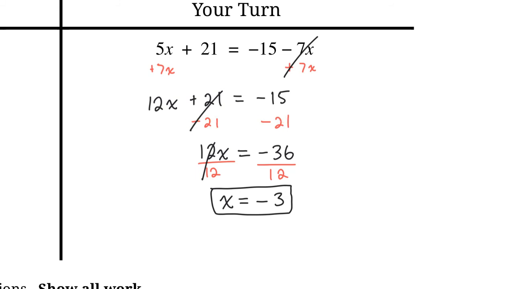So after we subtracted 21, our equation became 12x equals negative 36. Now to get x by itself, since 12 is being multiplied by x, we need to divide by 12. And we're dividing both sides of the equation by 12. So negative 36 divided by 12 is negative 3. So x is equal to negative 3.